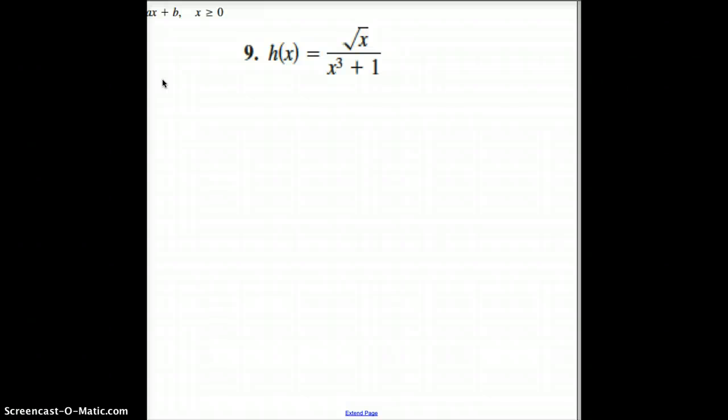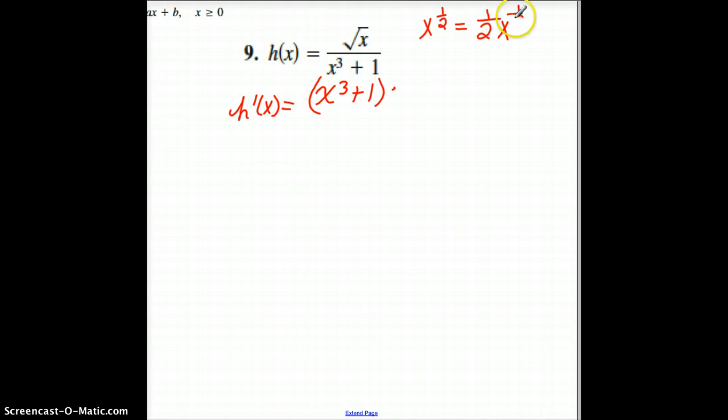So on number 9, here's my function, and I'm to find the derivative. I need to launch into my quotient rule. The quotient rule says we do low function times the derivative of the high function, low d high. So my high function is x to the 1/2. The derivative of the high function would be 1/2 x to the negative 1/2, which if we write cleanly would be 1 over 2x to the 1/2.